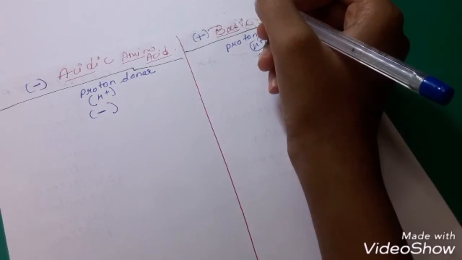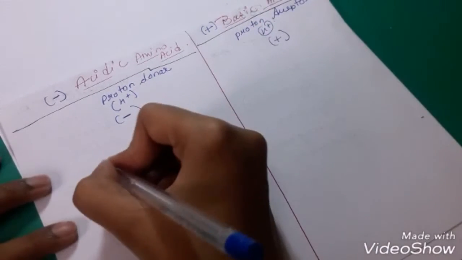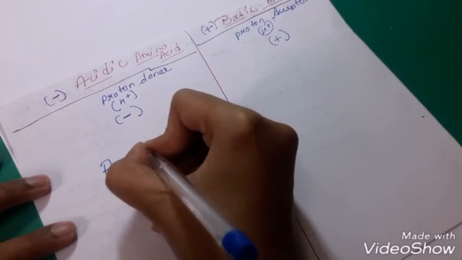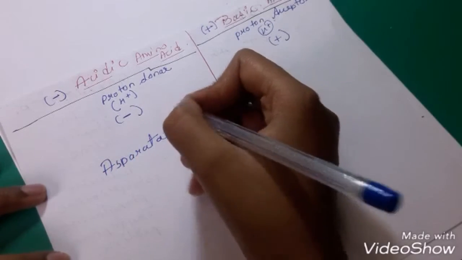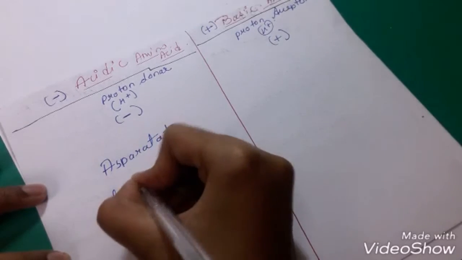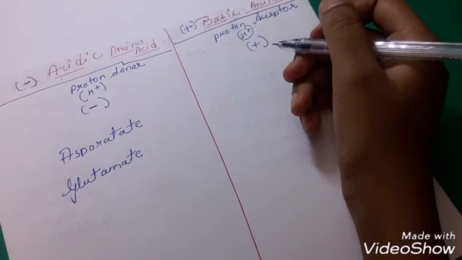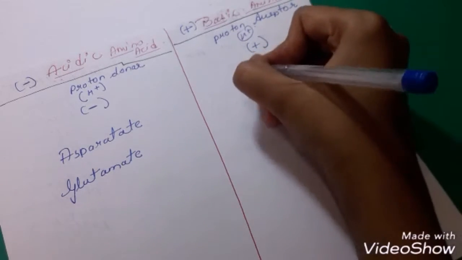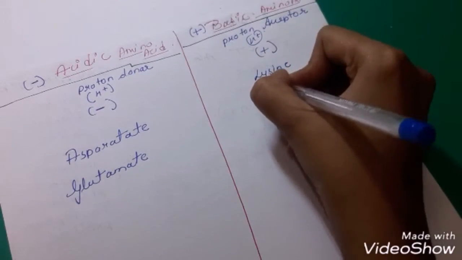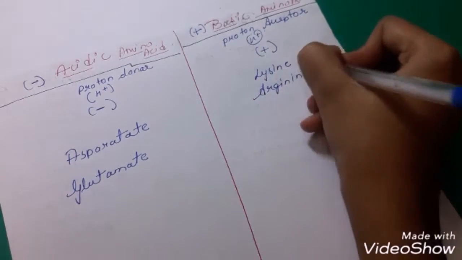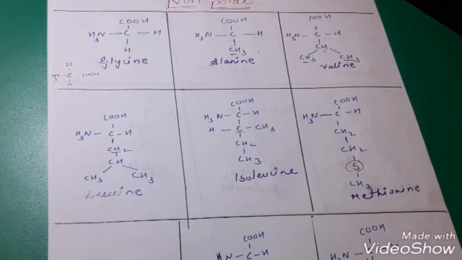So the basic amino acids are positively charged. The differentiation is: acidic amino acids, there are only two. One is aspartate, the next one is glutamate. And the basic amino acids are three: lysine, arginine, and histidine.